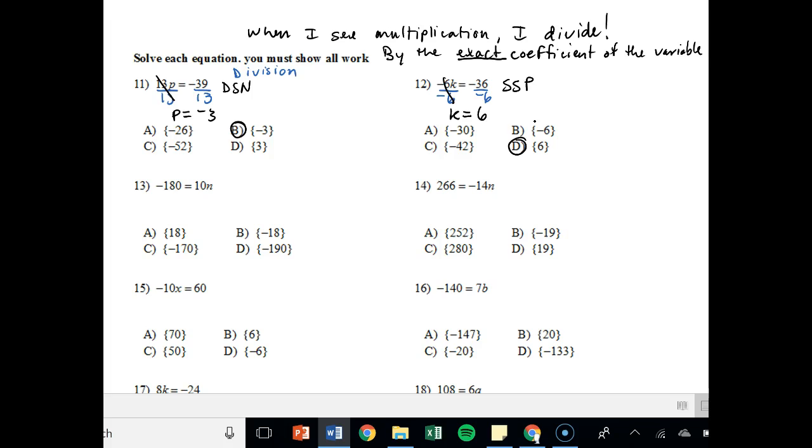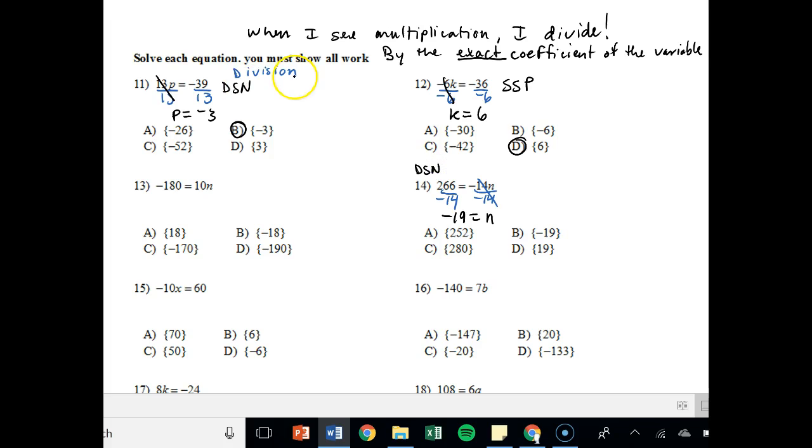I'll do one more with you. I'll do number 14. So I'll divide by negative 14. Sorry, I messed that up a little bit. Divide by negative 14 on both sides. And these cancel out because they're just 1. And down your n, so n equals, and it's backwards, but that's no big deal, negative 19. It's negative because this was a DSN.